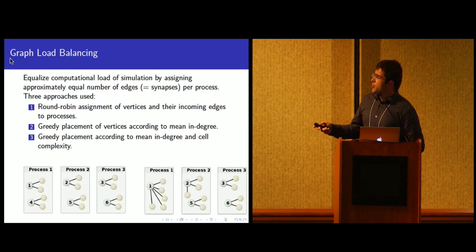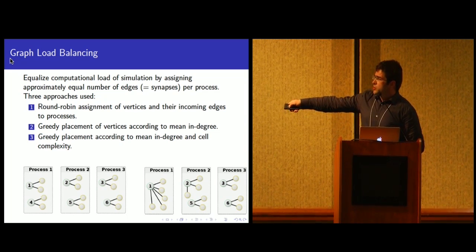And then another component of this project was to perform graph load balancing. So in a simulation of a neuronal network, generally speaking, if all the neurons receive the same number of connections, then we don't need to worry about load balancing, because we're going to have approximately the same number of equations associated with each connection, with each synapse.